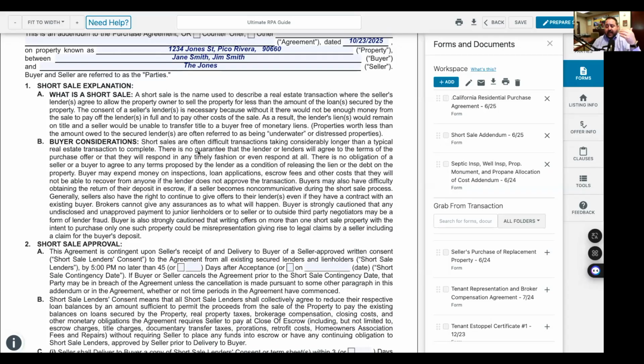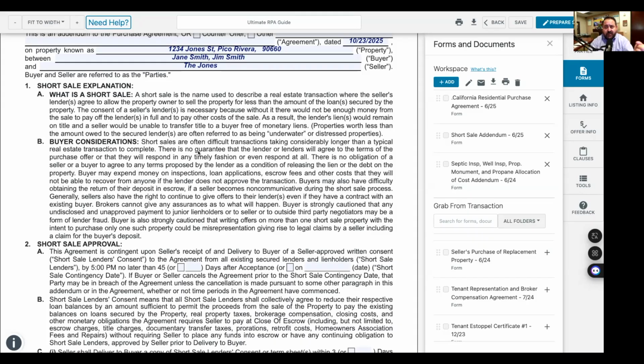And it's true. And I think the reason that C.A.R. does stuff like this, where they put buyer considerations in there, is because they can't rely on us as agents to have that conversation with the buyer and say, hey, listen, we do this short sale.